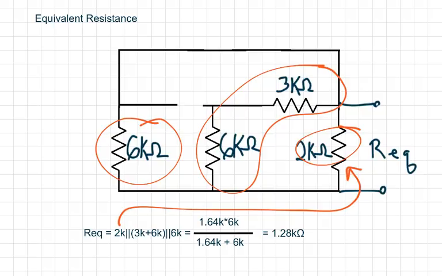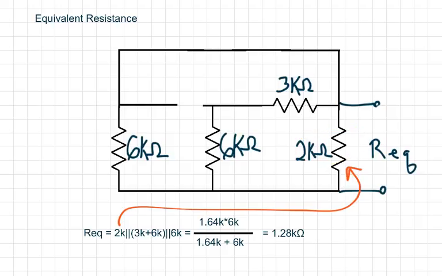So first, I calculate the 2 kiloohm resistor in parallel with the 9 kiloohm resistor, giving us 1.64 kiloohms. And we take that in parallel with our 6K resistor, which is right here. And that gives us 1.28 kiloohms closed circuit equivalent resistance.